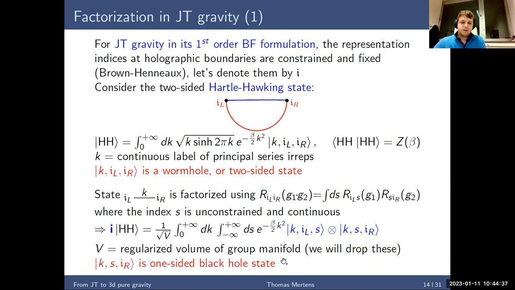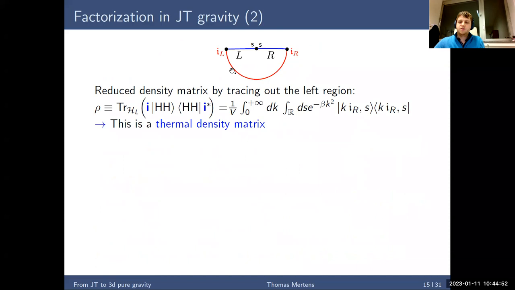Now, the states that appear here, so you have a left interval and a right interval, and they share an endpoint where you have the label S. We will call these states one-sided or black hole states. So here I draw the picture of what we have done now. We have the semi-disk that defines the Hartle-Hawking state. And here on this state at the top, we have inserted a dummy index S, and we have split this interval in a left piece and a right piece.